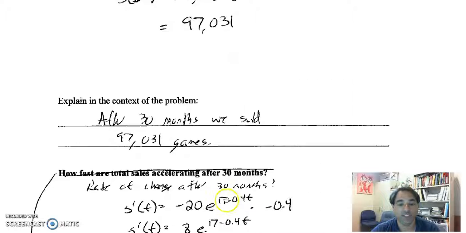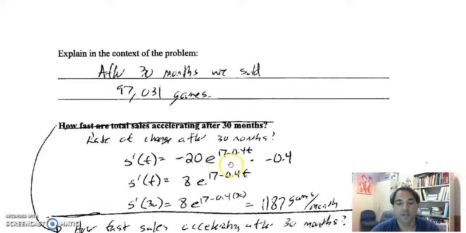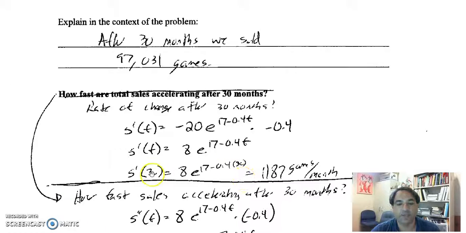Now to find the rate of change, the derivative of 100,000 is 0. The negative 20 stays in front. Rewrite e to the 17 minus 0.4t. The derivative of the exponent, derivative of 17 is 0. Derivative of negative 0.4t is negative 0.4. Negative 0.4 times negative 20 is 8. e to the 17 minus 0.4t. And let's find out how things are changing after 30 months.